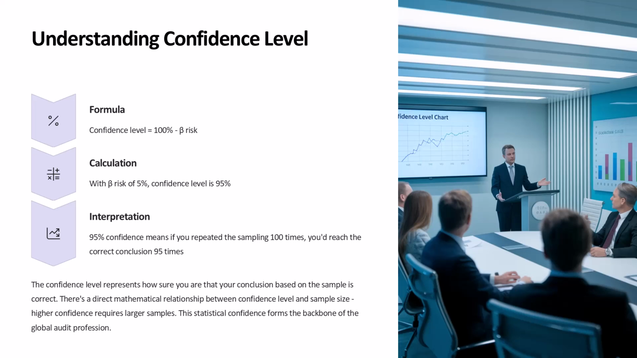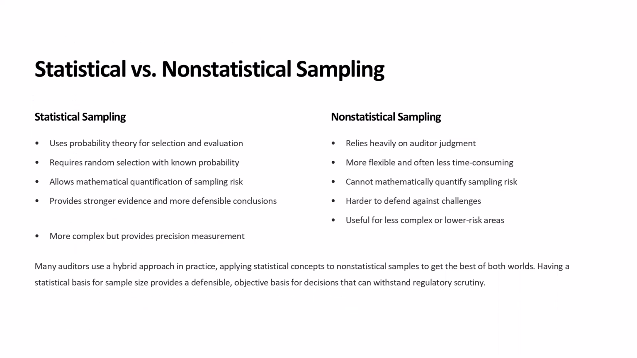be audited efficiently. Statistical versus non-statistical sampling. Now here's where it gets interesting. There are two approaches to sampling: statistical and non-statistical. Statistical sampling is like using a dating app with a sophisticated algorithm. Very precise, very defensible. Non-statistical is more like asking your friends to set you up. It relies on professional judgment.